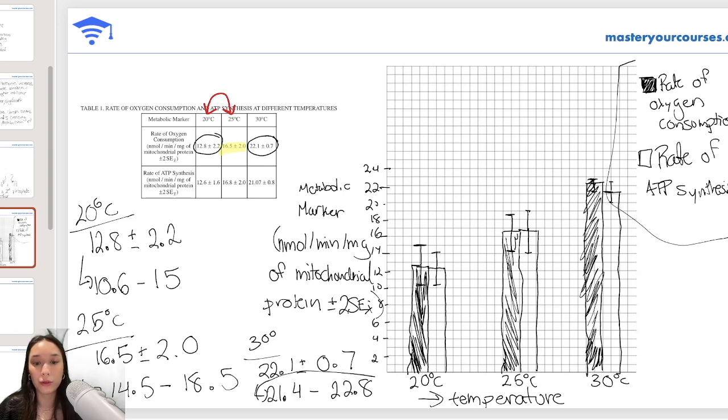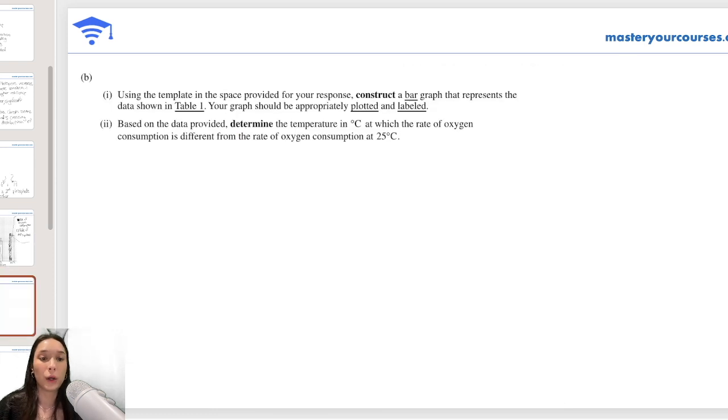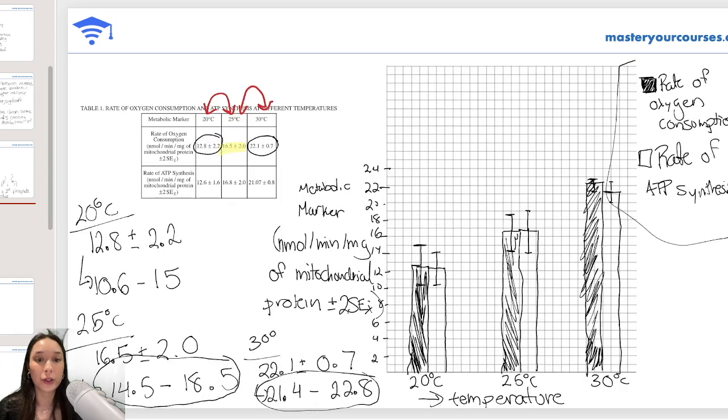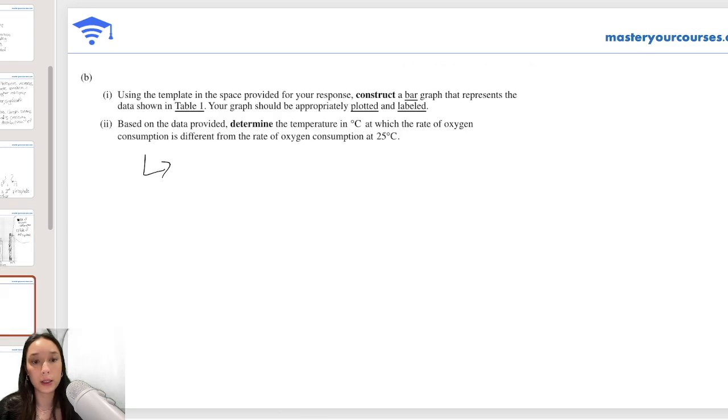So these values of 30 do not overlap with your values over here of 25. This one ends at 18.5 and this one starts at 21.4. So these two are significantly different from each other because their ranges don't overlap. So the answer for this one is, you're looking for the temperature at which there's a difference. Your temperature at which there is a difference is 30 degrees Celsius. So that's all you had to put, 30 degrees Celsius.